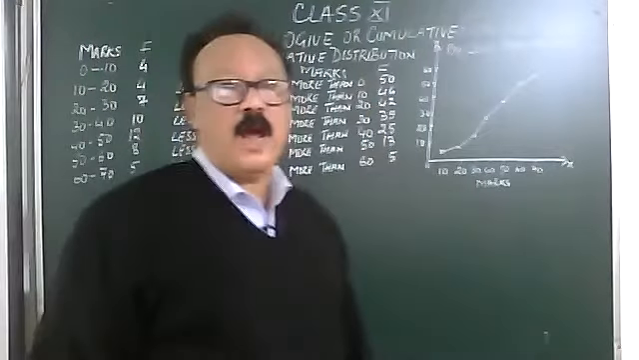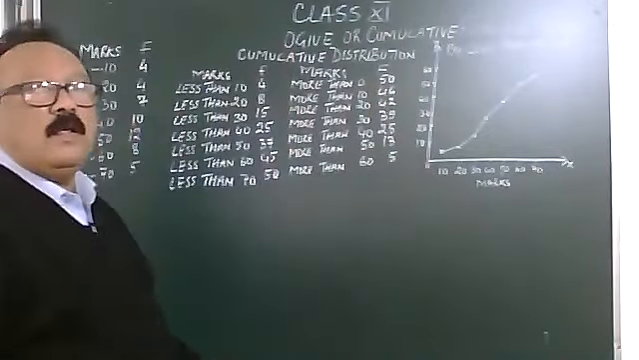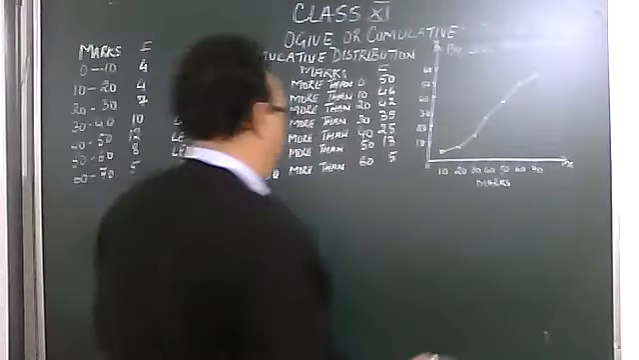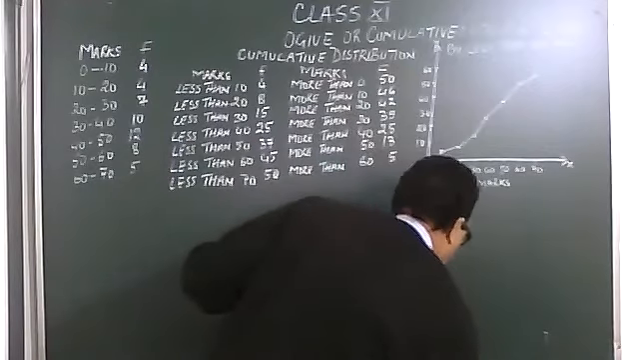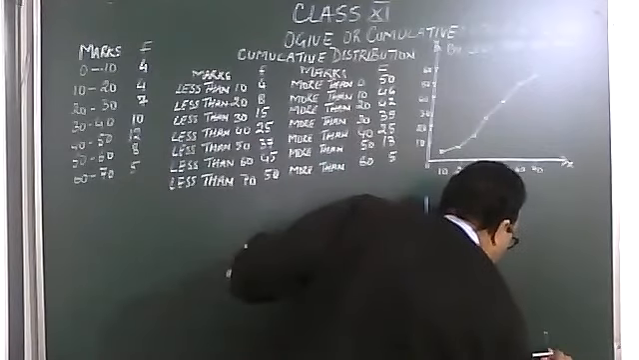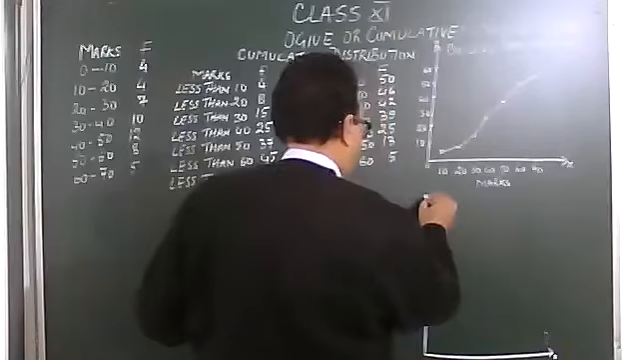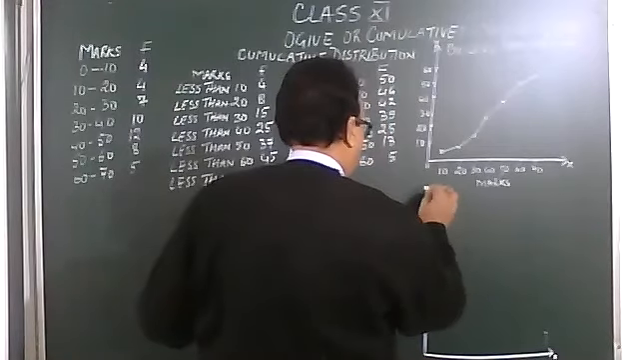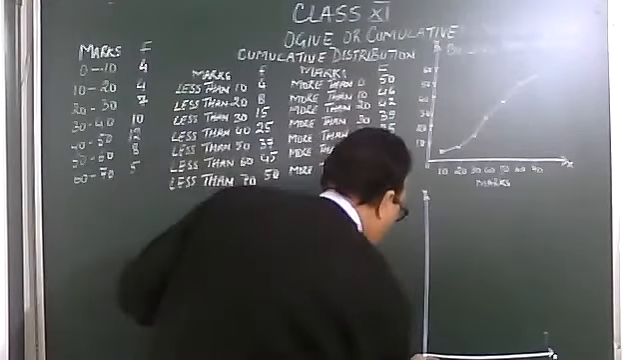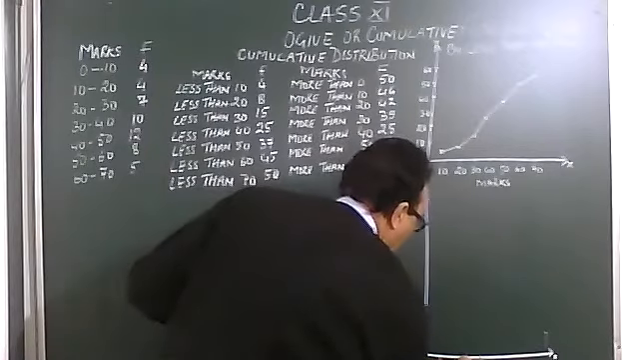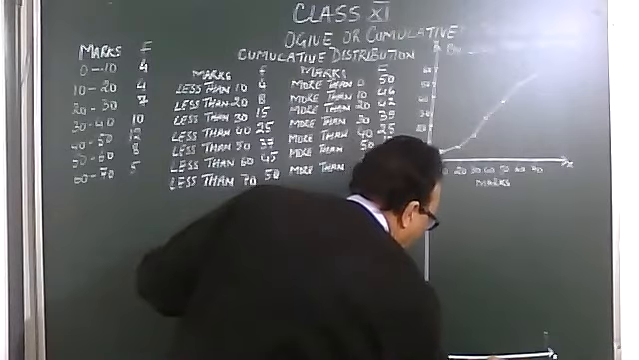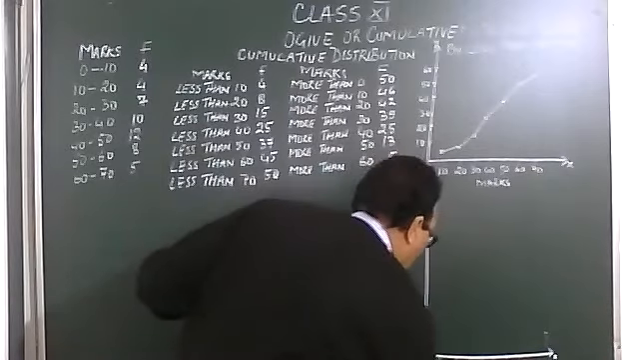And the same thing now we will plot for the more than method, keeping the same values. 10, 20, 30, 40, 50, 60, 70.